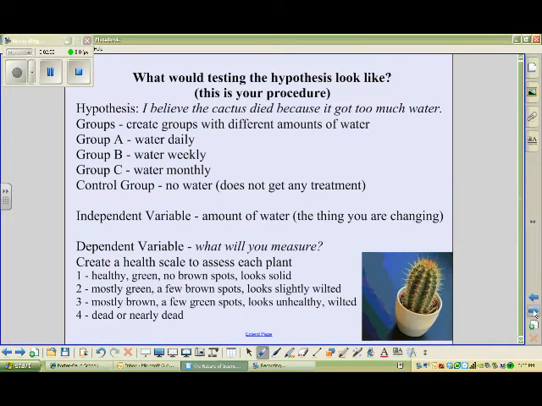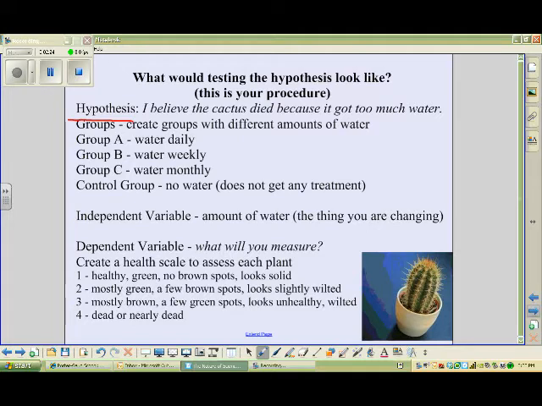So now we need to say, well, how are we going to test our hypothesis? What does that actually look like? Oftentimes in a lab report, this is called your procedure section. So my hypothesis is that I believe the cactus died because it got too much water. I say that because cactus usually live in the desert. It doesn't rain much in the desert. So I'm saying if it was watered daily, I think that it got too much water.